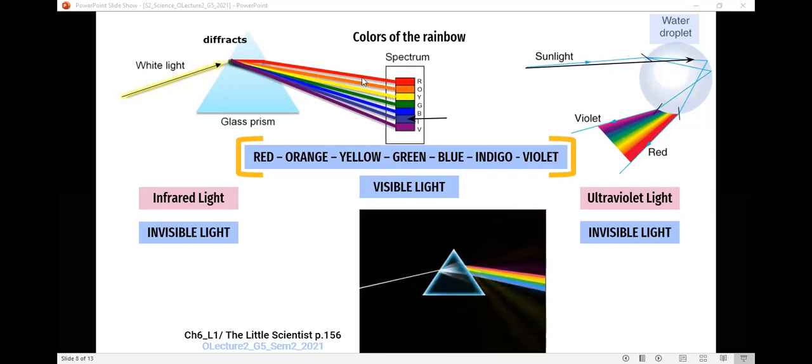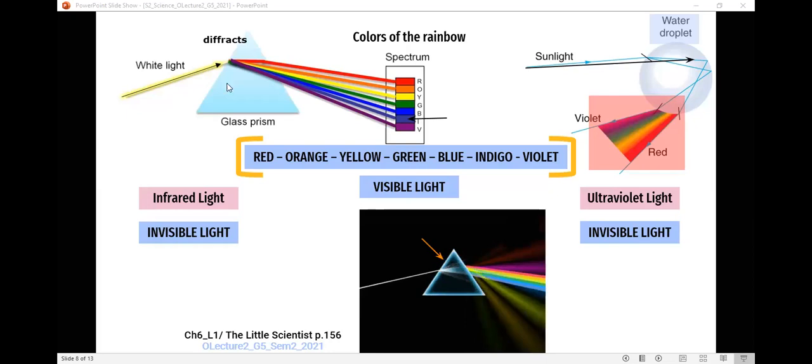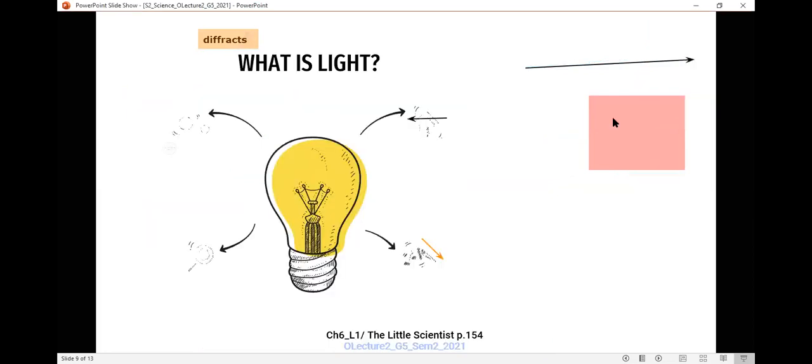I will repeat for the last time. Rainbows happen after rain because in the air, some droplets of water act like a prism, like this prism. So when the sun sends light to the droplets of water, light diffracts into the 7 colors of the rainbow, and they are always in the same order: red, orange, yellow, green, blue, indigo, violet.